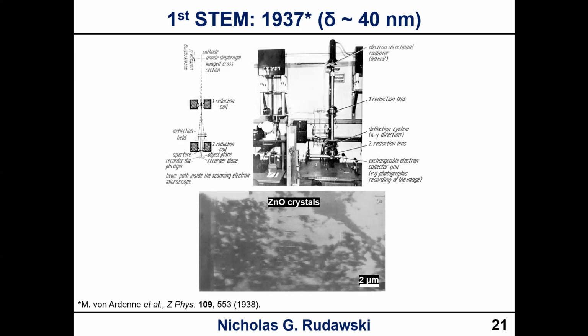So just to give you an idea, this is what the first STEM looked like back in 1937. The resolution was about 40 nanometers. So you can see, not very complicated. Basically, it's a source and 2 lenses and a detector. Okay, that's all that it really was. You can see there's nothing very impressive about the detail that we're seeing, right? Again, 40 nanometer resolution, but this was the start of it all.